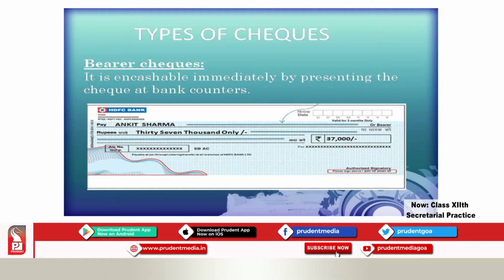Now this check that I have told you, it should be unconditional, it should be signed by the drawer, it should be written by the drawer, there should be a date on the check, it should be specified to a particular bank, all those things which should be there. There are different types of checks. Let's talk about the types of checks. There is something called a bearer check.